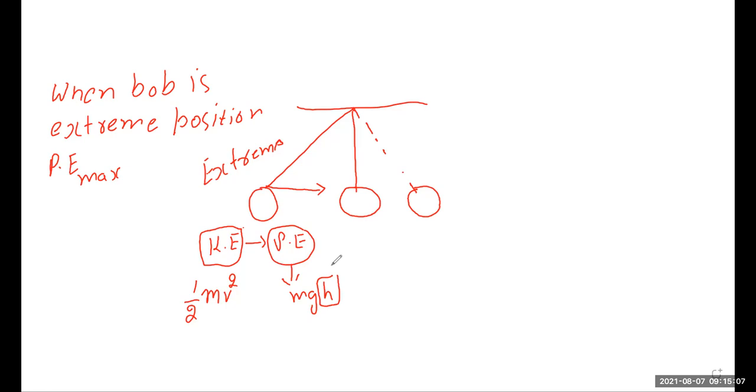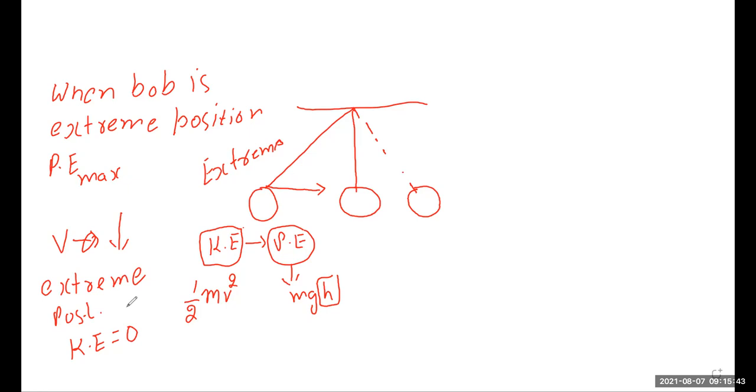What about the kinetic energy? When the pendulum or the swing reaches the extreme position, at that time the velocity starts decreasing. And at the exact extreme position, kinetic energy is reduced to zero. So here you can find that this is an example of conversion of one energy into another energy, how kinetic energy is converting into potential energy.